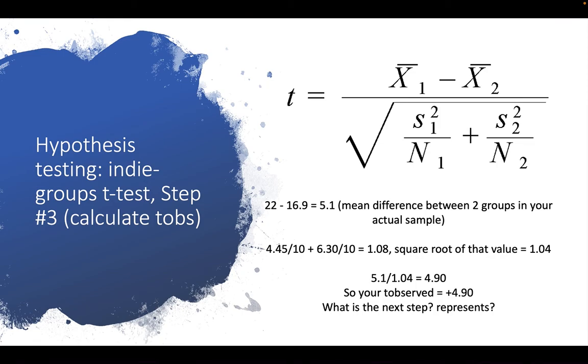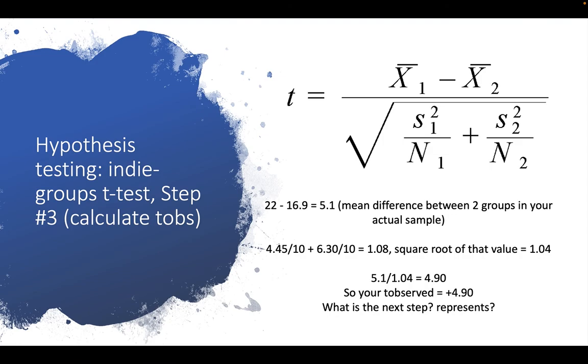You're going to add those together, which gives you 1.08, and then remember to get the square root of that value, so 1.04. So then that gives us 2 numbers for our numerator and denominator. You have 5.1 divided by 1.04, and that would give you a t observed value of positive 4.90.